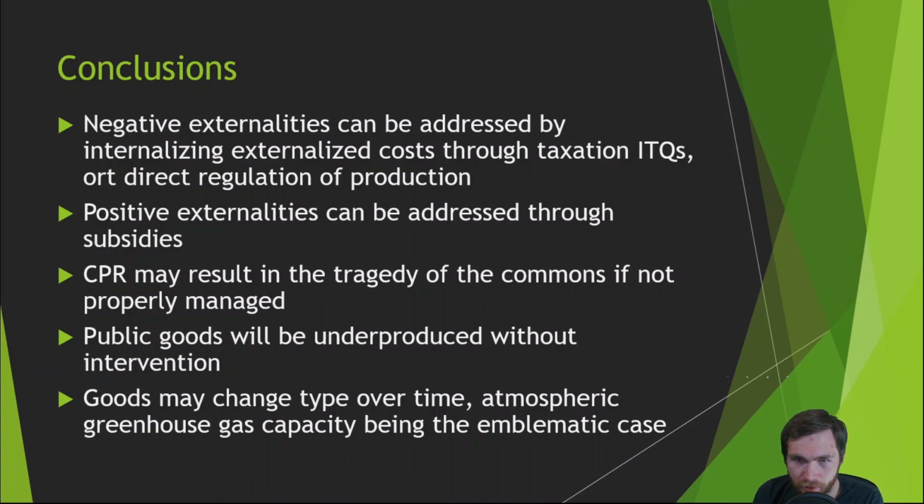So let's wrap things up here. Negative externalities can be addressed through internalizing externalized costs through taxation, ITQs, or direct regulation of production to prevent those social costs from occurring in the first place. Positive externalities can be addressed through subsidies, so kind of the opposite end of the Pigouvian tax. Common pool resources may result in tragedy of the commons if not managed. Public goods will be underproduced without intervention. This is the so-called free rider problem. And finally, goods may change type over time, and this is a particularly important issue when it comes to the capacity of the atmosphere to accept greenhouse gases.